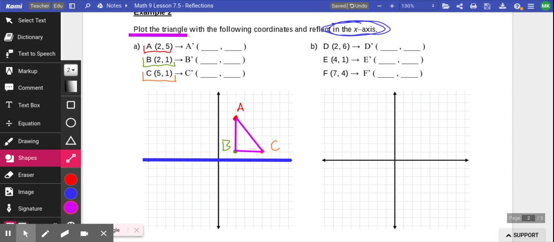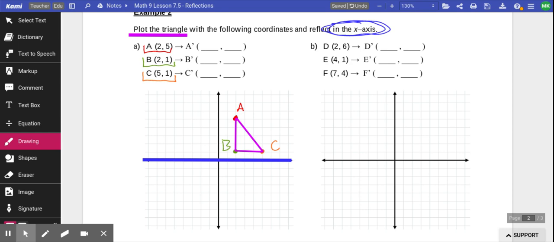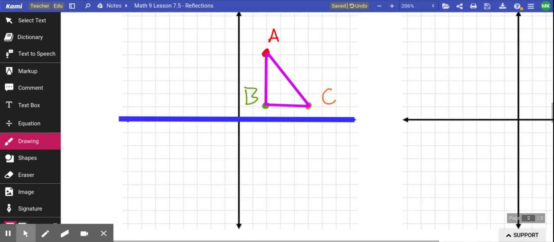I'm going to do the same thing I did on the previous questions. I'm going to take each one of those points, and I'm going to figure out how far away they are from where I'm reflecting. So for instance, if I look at point A, it is 1, 2, 3, 4, 5 away from the line that I'm going to be reflecting it over. That means when I reflect it, it should become 1, 2, 3, 4, 5 away. So A prime is now there because it's a reflection, right? It's the same distance away from my line.